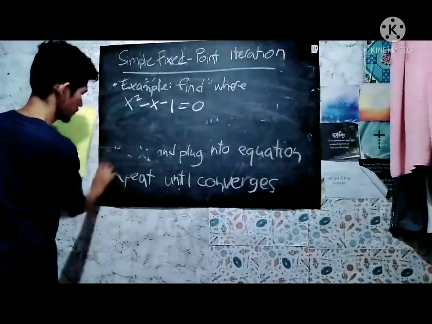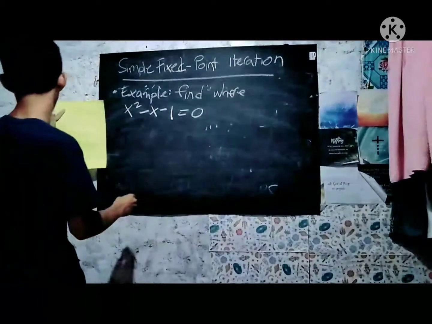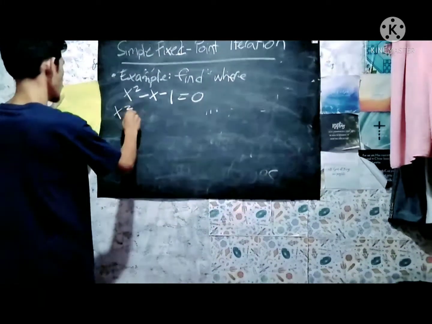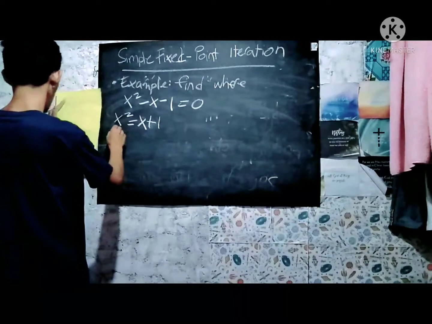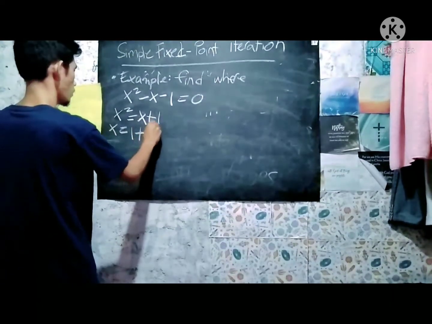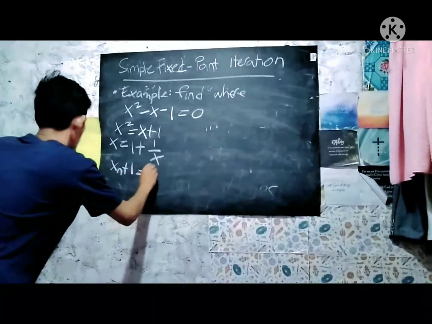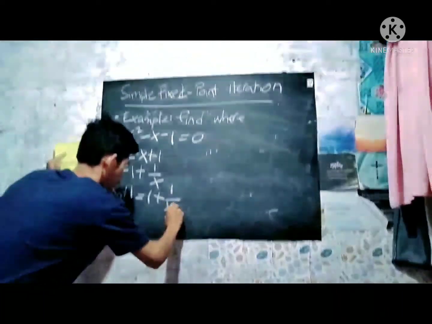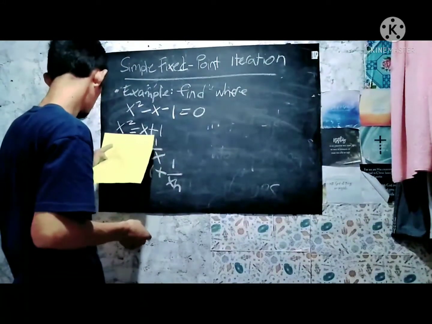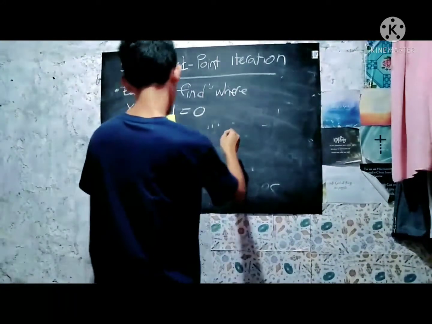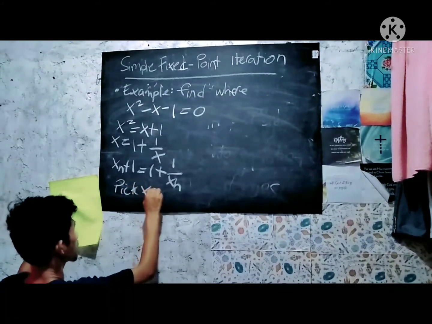Now, the given equation here is x squared minus x minus 1 equals 0, so x squared is equal to x plus 1, and x is equal to 1 plus 1 over x. So x sub n plus 1 is equal to 1 plus 1 over x sub n. Now, we're going to pick x sub 1 is equal to 2.